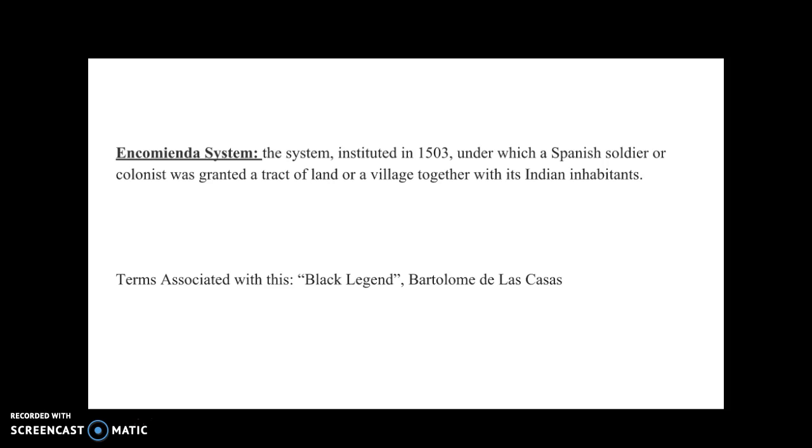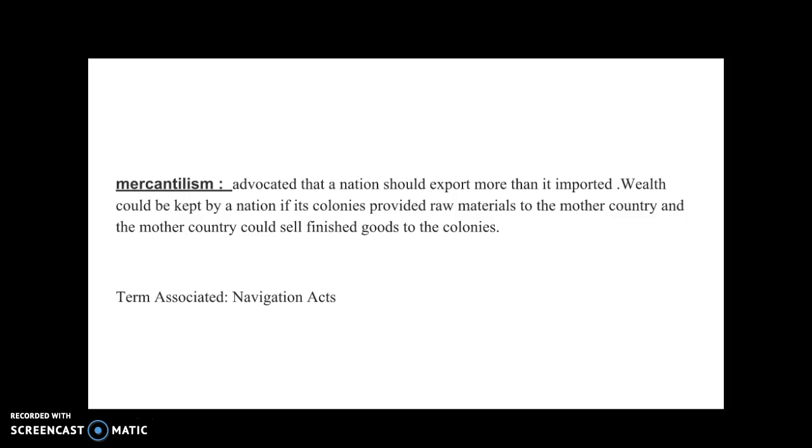The encomienda system, some terms associated with this: black legend. Because of this harsh treatment of the Native Americans by the Spanish, it earned the nickname the Black Legend. A person that helped expose the harsh realities of the encomienda system was a Spanish priest named Bartolome de las Casas. Mercantilism. A term to associate with this is the Navigation Acts.